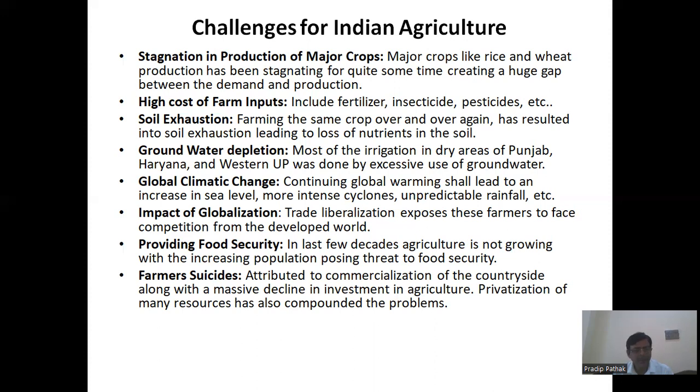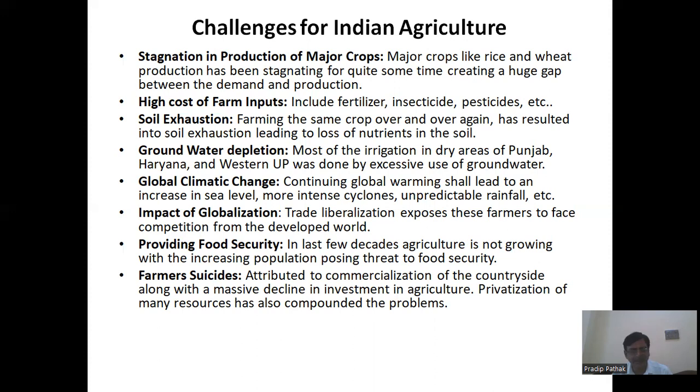The third one is soil exhaustion, because farming the same crop over and over again is resulting in soil exhaustion and leading to the loss of nutrients in the soil. And as you know, groundwater depletion is happening much faster than what we can imagine. For example, if you have noticed, just 2-3 months back it was reported that in the Chennai region, the groundwater is available only below 2000 feet. So if you have to get groundwater, you have to dig 2000 feet. Okay, so it's really an alarming situation.